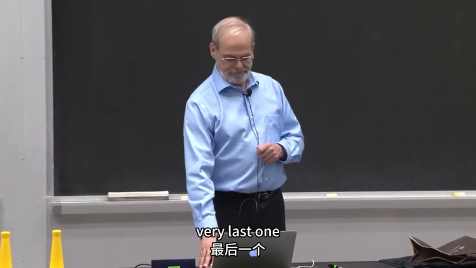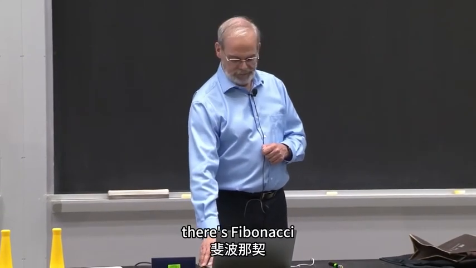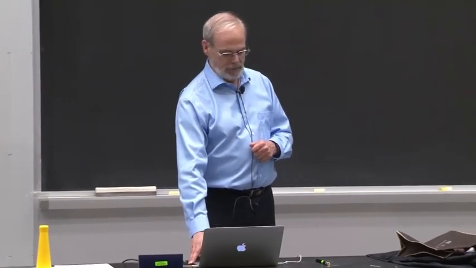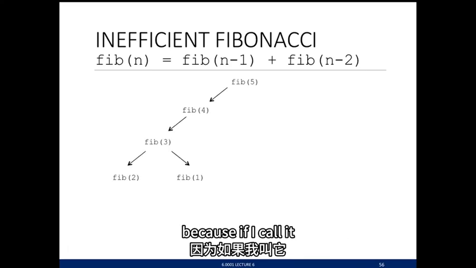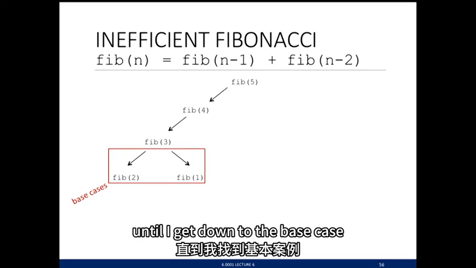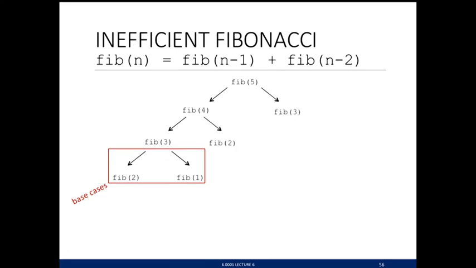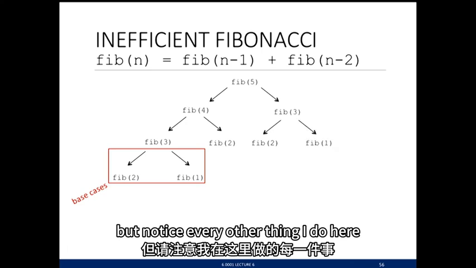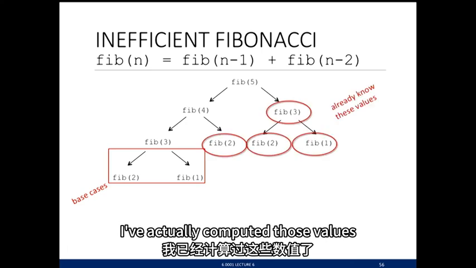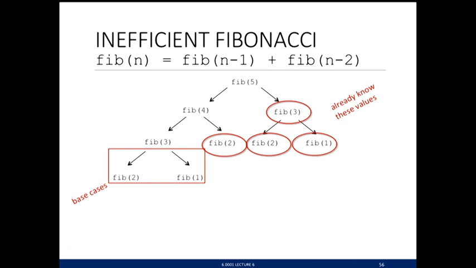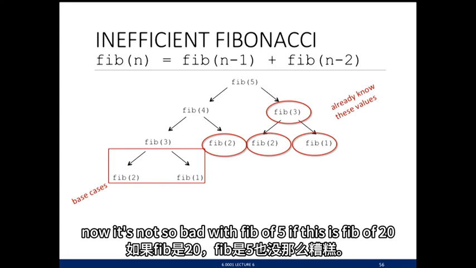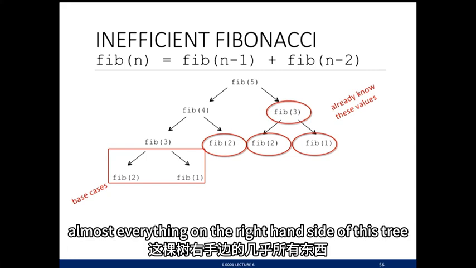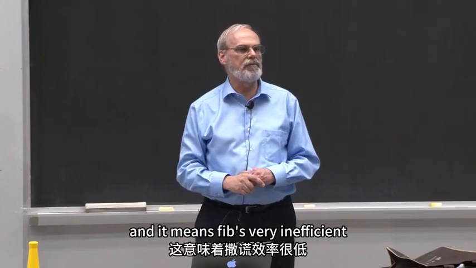Very last one. There's Fibonacci, as we called it before. It's actually incredibly inefficient because if I call it, I have to do all the subcalls until I get down to the base case, which is okay. But notice, for every other thing I do here, I've actually already computed those values. I'm wasting time. Now, it's not so bad with fib of 5. If this is fib of 20, almost everything on the right-hand side of this tree I've already computed once. And it means fib is very inefficient.